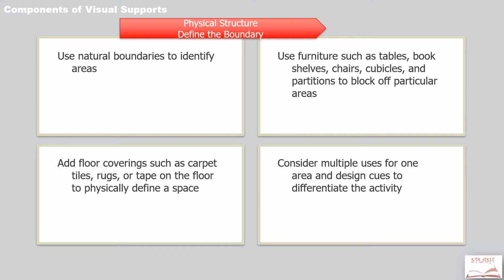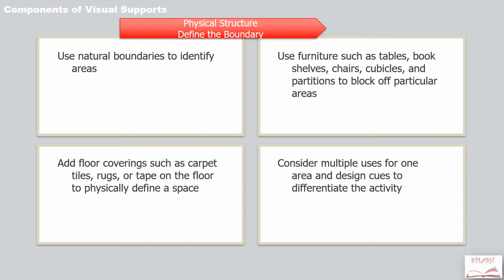Finally, given the limited space in many classrooms, some areas may need to be used for more than one purpose. For example, the kidney table could be used for small group reading in the morning and used for snack activities in the classroom when a tablecloth is placed on the table as a visual cue.